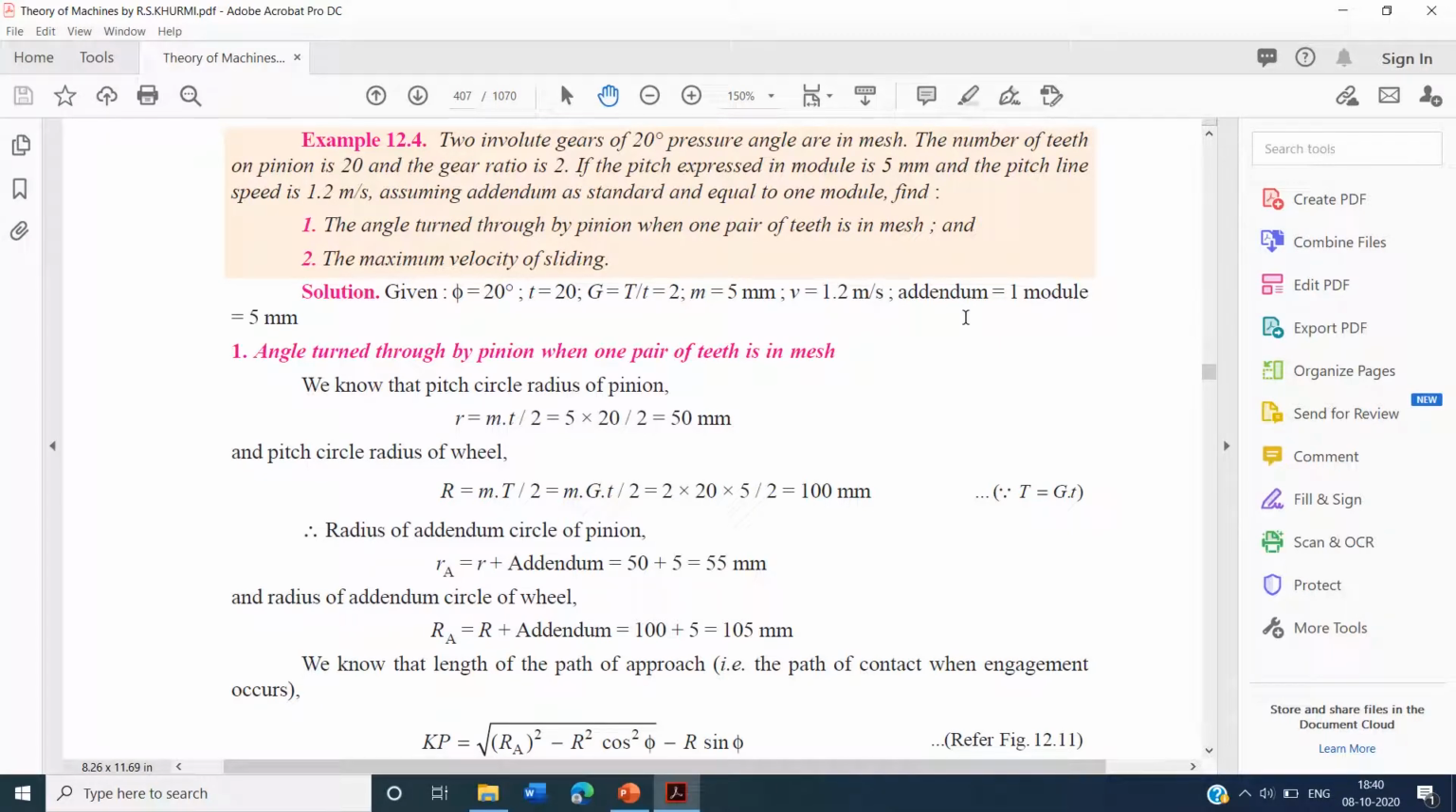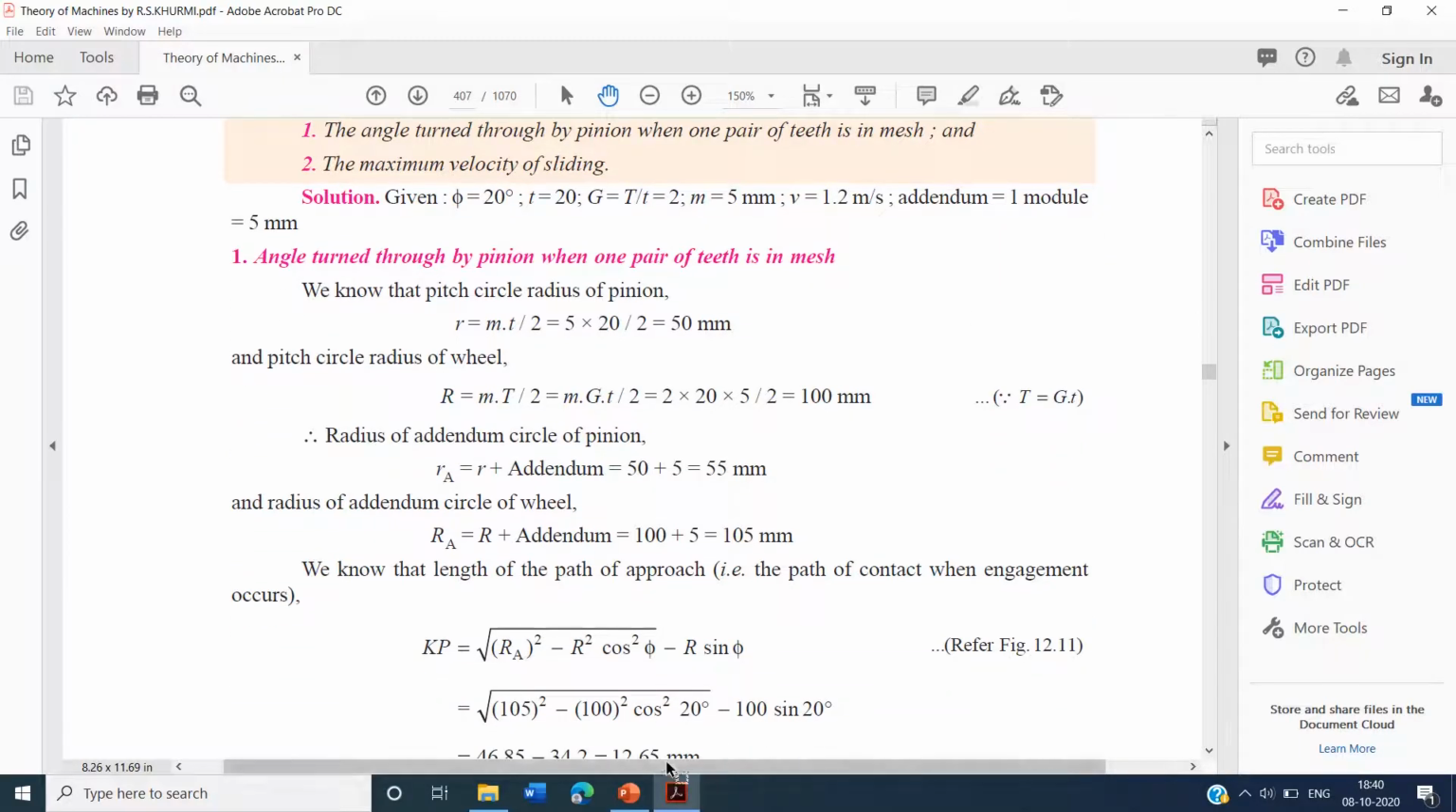The first question is to find out the angle turned through by the pinion when one pair of teeth is in mesh. That means we simply need to find out the contact ratio, the number of pairs of teeth in contact. For finding the contact ratio, we need the length of arc of contact. And for finding the length of arc of contact, we need the length of path of contact. And for finding the length of path of contact, we need path of approach and path of recess. So we need to use these equations.